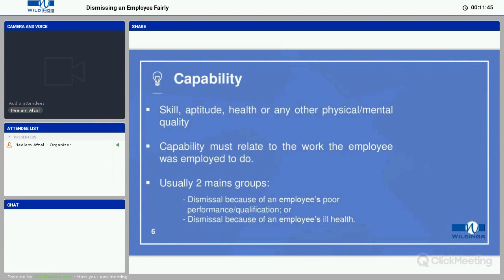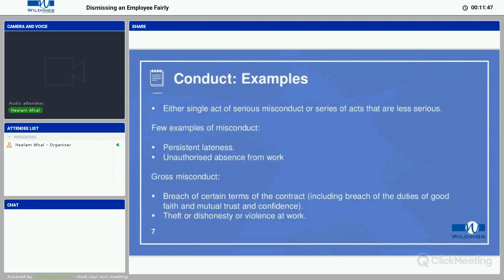So we're going to look at the second fair reason, which is conduct. Now, with conduct, it's one of the most common reasons. I'm sure in your businesses you've come across conduct-related dismissals. Now, it may be a single act or a serious act of misconduct, which is usually termed gross misconduct, or a series of acts which are less serious. And we've got some examples in the slide.